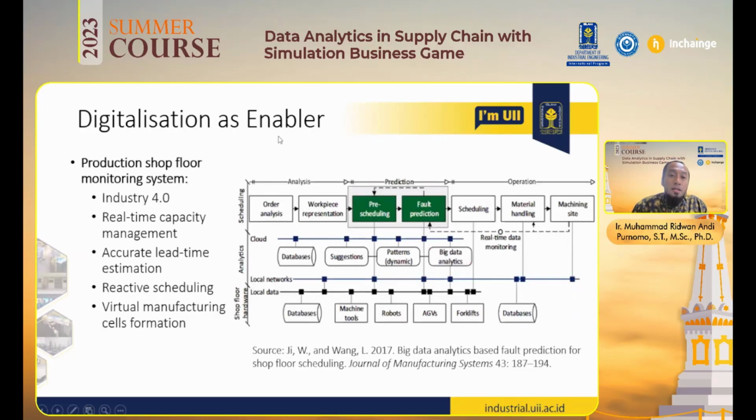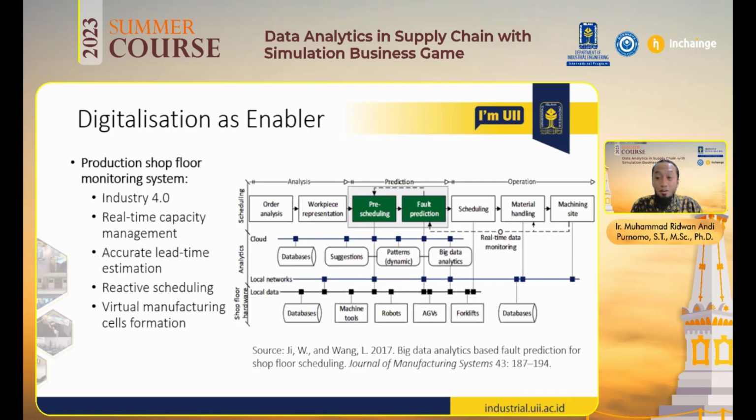Now, after we receive the material, if we try to analyze our production shop floor, of course, there are a lot of machines, and there are several operators and also the materials. And sometimes there are material handling tools as well. So if we are talking about data analytics, again, we need data.